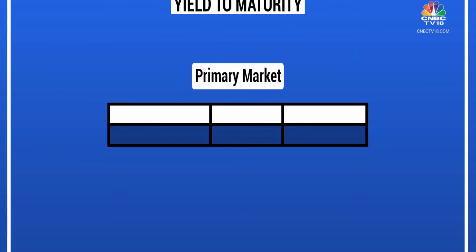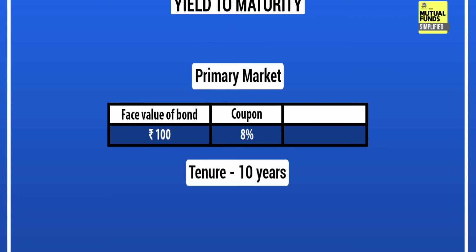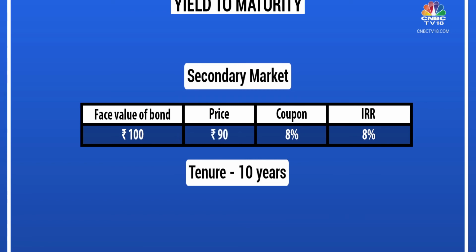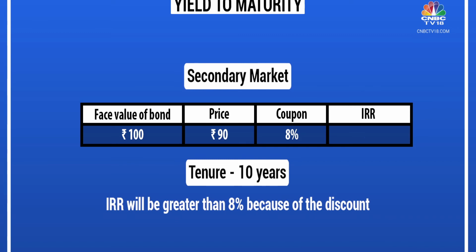For example, a bond has a face value of 100 rupees with a coupon of 8% and the tenure of this bond is 10 years. Which in effect means that you get a coupon of 8 rupees for having bought this bond on a yearly basis. If in the secondary market, a person buys it at a price of 90 rupees, which is a discount of 10 rupees to face value, the IRR or the yield to maturity will be greater than 8%, which is the coupon, because of this additional discount which a person has received. In turn, in 10-year periods, the internal rate of return, also called yield to maturity in this case of a bond, is 9.14%.